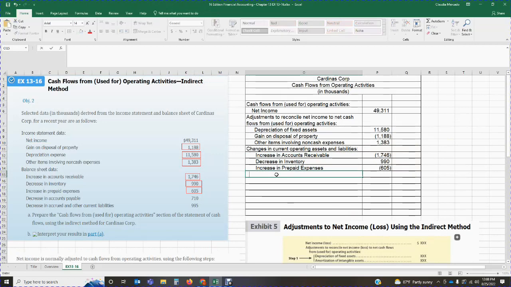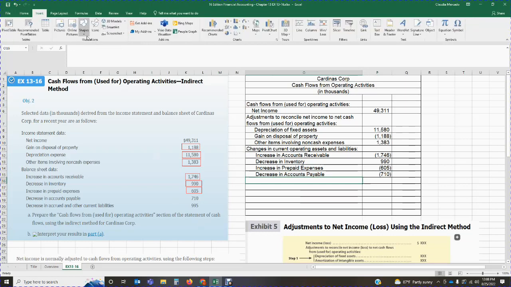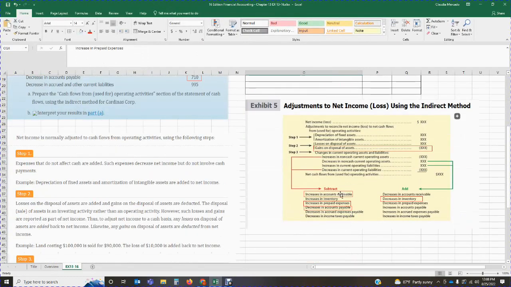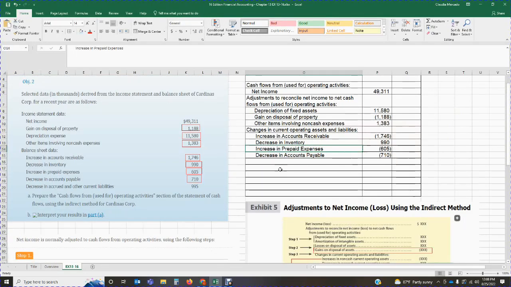Decrease in accounts payable, and that would have to be subtracted, $710. So it's just a matter of following Exhibit 5 and whatever it tells you to do, whether it's add or subtract, that is what the adjustments that you have to make up here on your actual statement of cash flows.